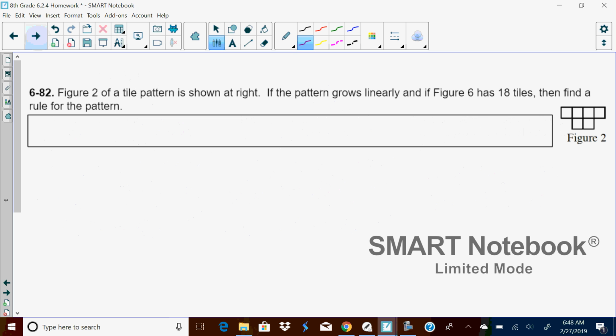Okay, 82, figure 2 of a tile pattern is shown at right. If the pattern grows linearly and figure 6 has 18, then find the rule for the pattern. So figure 2 has 1, 2, 3, 4, 5, 6. Figure 2 has 6. Figure 6 has 18. So 2 times 3 is 6. 6 times 3 is 18. So the rule is just 3 times x.